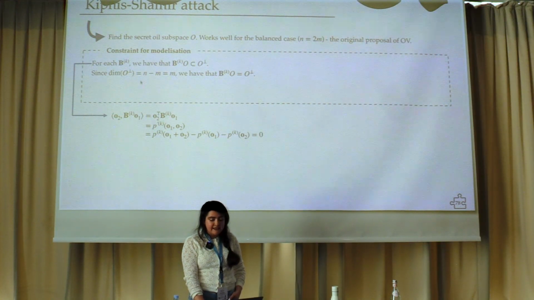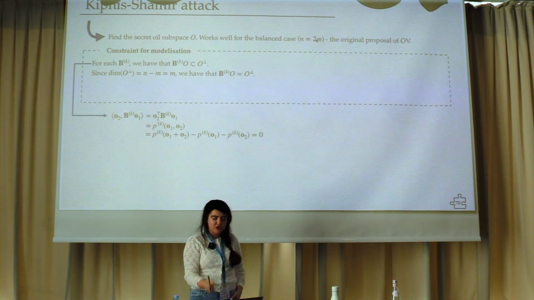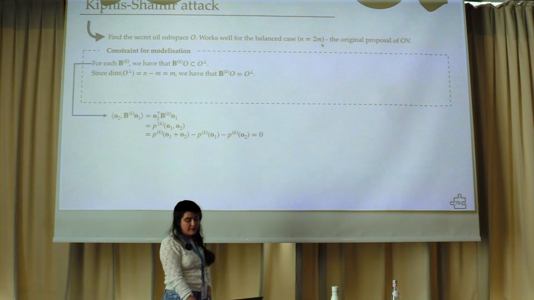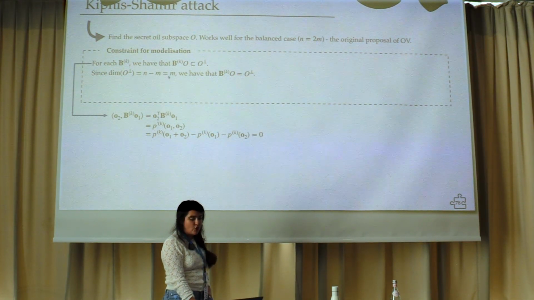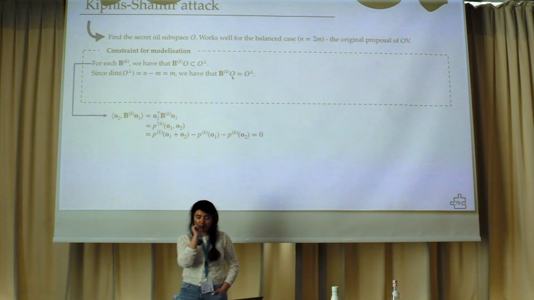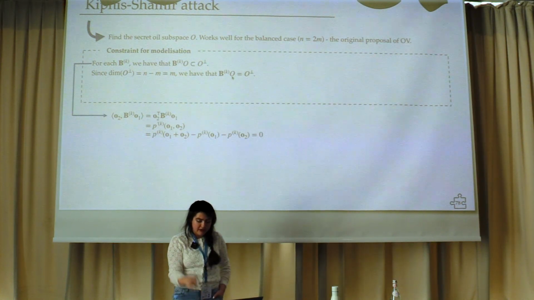complement of O. It is exactly n minus m, and here n was what? Because we're in the balanced case in the original submission, right? So n is equal to 2 times m. So the dimension of its orthogonal complement is also equal to m. So it means that we don't just have a subspace, we have equality. It is the same subspace.